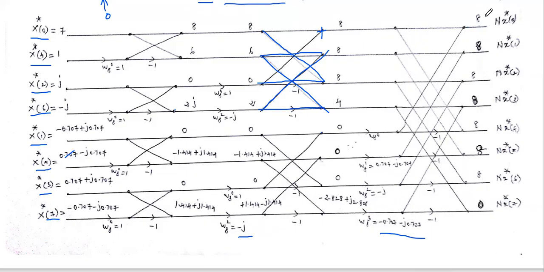Then we have to calculate the output in this stage. So what is the output appearing here? This output is 8. One input is 8 and another input is 0. So 8 plus 0, 8. Similarly here 8 and 0. So 8 plus 0, 8. The third line is also 8 added with 0. So this is also 8.